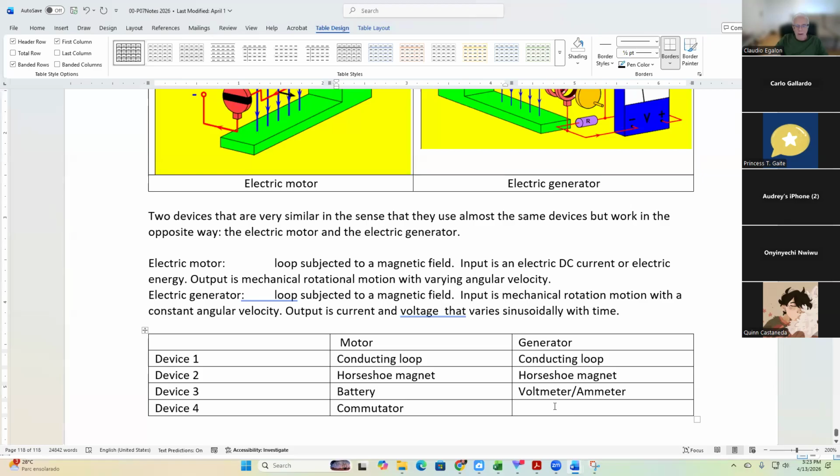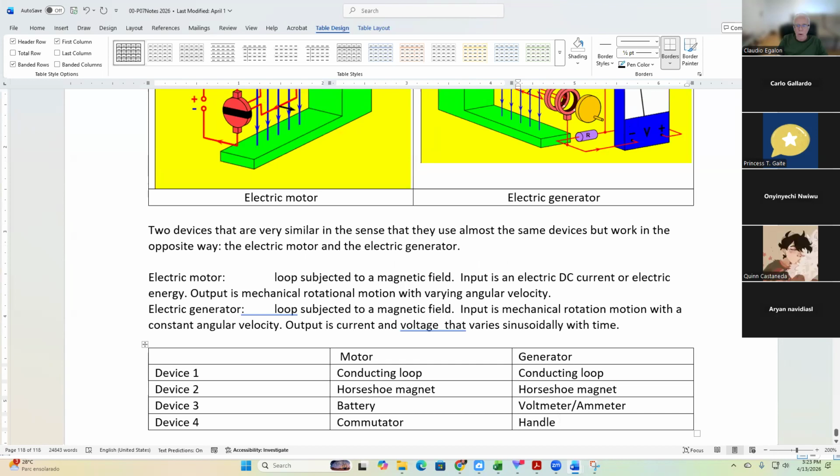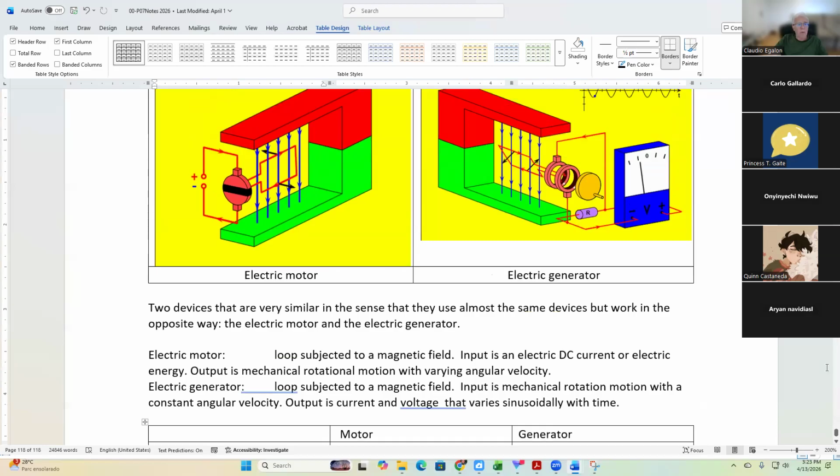And here, device four is not a commutator. It's something else. It's the handle to rotate the circuit. Okay. What else? We're done with the devices, right? There's no more device here that we have to worry about.